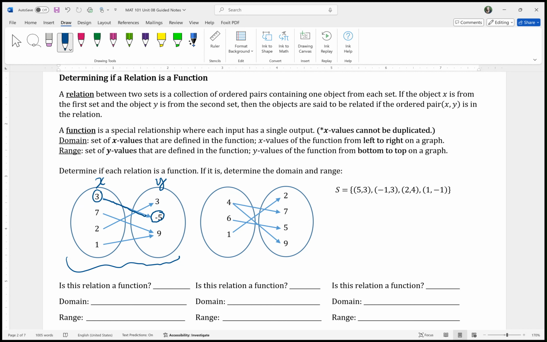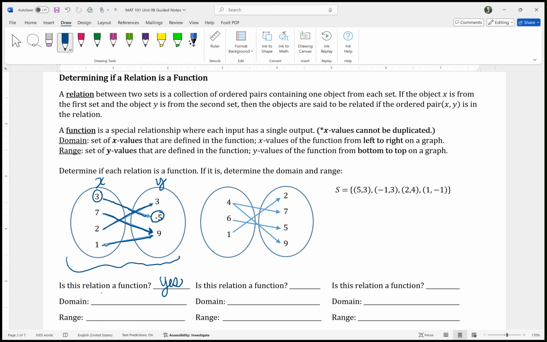So is 3 only showing up one time? Yes, because 3 is matched with -5. Let's look at 7. 7 is matched with 9. It is not matched with anything else. So you're not looking at 7 matched also with 3. So 7, this part is good as well. 2 is matched with 3, that's unique, and then 1 is matched with 9. Notice that 9 is matched up to 2 different ones. That's okay. The Y's can be duplicated, but the X's cannot. So again, if I said the 1 is matched with 9 and the 1 is matched with 3, that would not be a function. But in this case, I don't have any X's that are used twice, and so this one is a function.